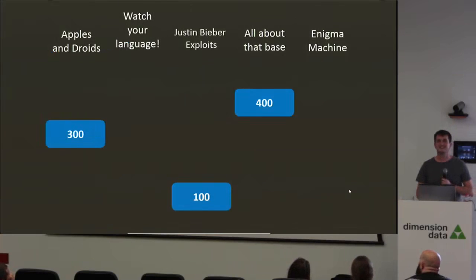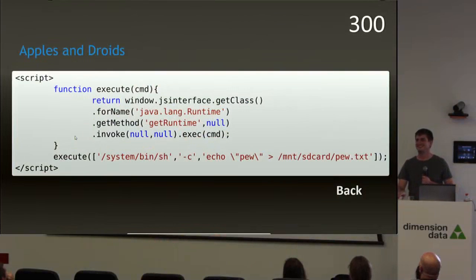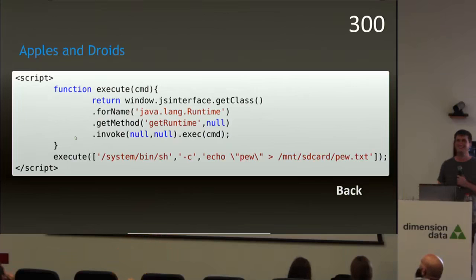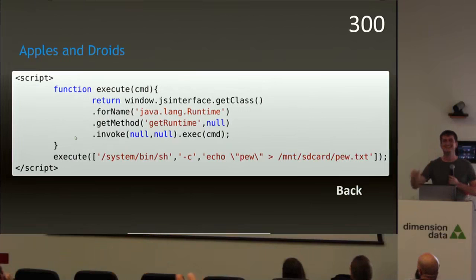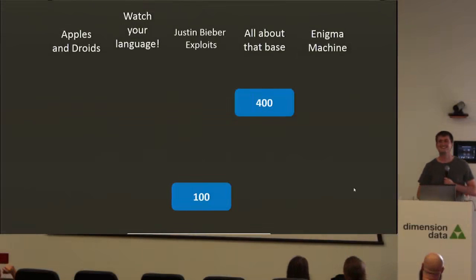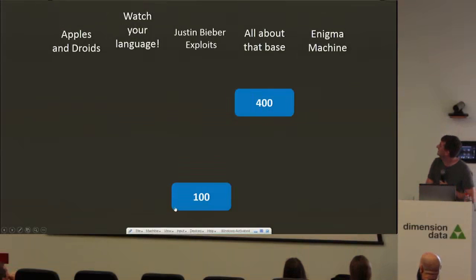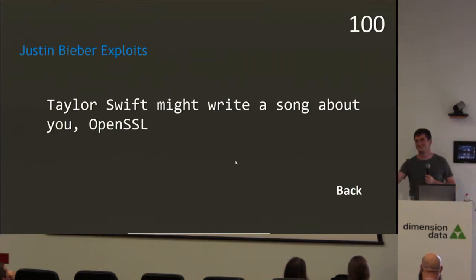Give us another. Let's go Apples and Droids 300. Incomplete answer. Hey, you've already gone. What is exploiting a JavaScript bridge? Correct. Thanks, Adam. Okay, give us another one. Justin Bieber exploits 100. Okay, what is Heartbleed?